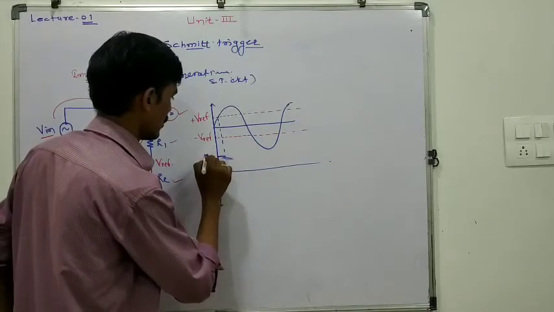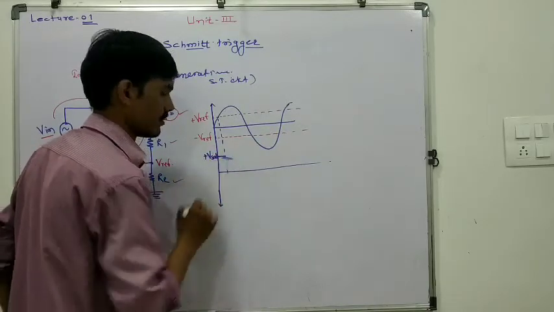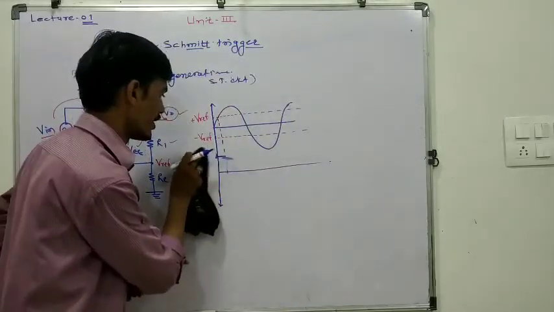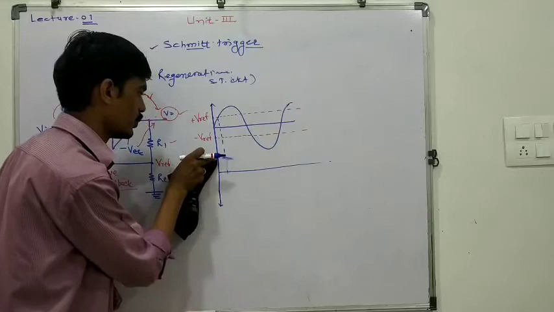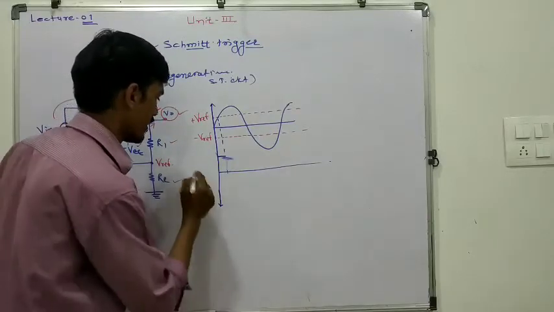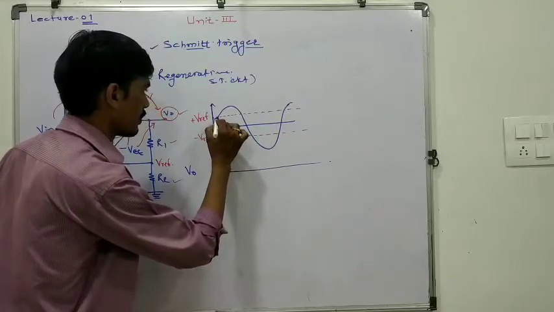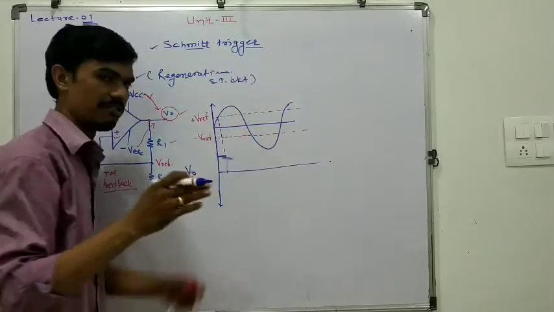So this is plus Vsat, because we are getting positive voltage, as we already talked. There are only two levels of the output voltage. So ultimately this is the output voltage VO. We are getting this up to this threshold point. Ultimately, what is V reference?